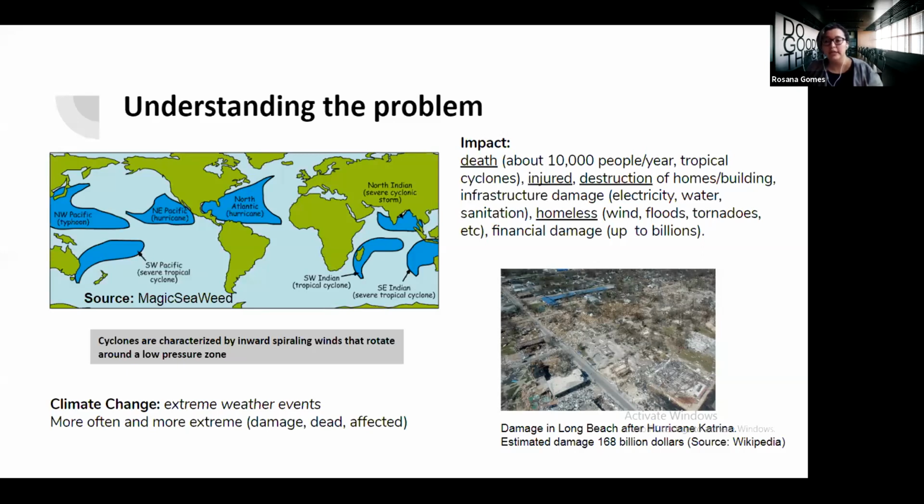And also, just to give some perspective, we do have the problem of climate change. Climate change is a real phenomenon that is happening right now, and that unfortunately will make natural disasters and extreme weather events such as cyclones more frequent, and they are also becoming more extreme and more deadly. So this is very important. This is why we are addressing this problem. We can go to the next slide.